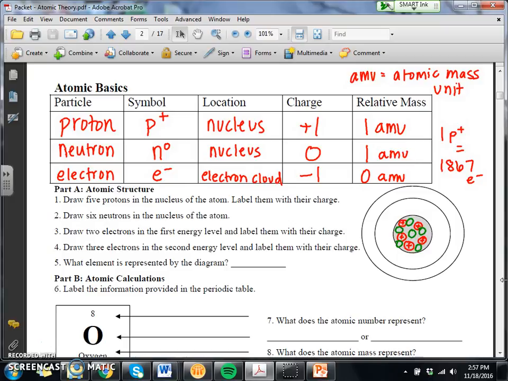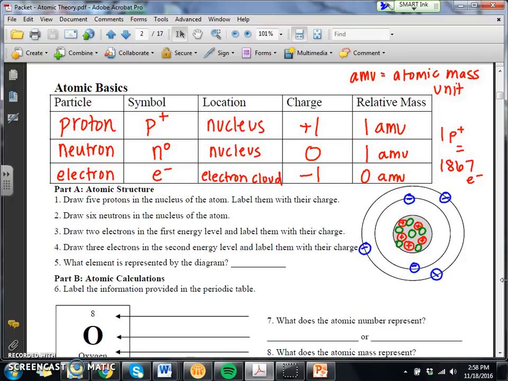It now told me to draw 2 electrons in the first energy level and to label them with their charge. Remember, my first energy level is the energy level closest to my nucleus. So I'm going to draw 2 electrons here. Okay, now I drew them on opposite ends of the atom because electrons are going to repel each other. They do not want to be side by side. They want to spread out. Okay, we're next going to draw 3 electrons in the second energy level. So again, I'm going to put 3 electrons and I'm going to spread them out on that energy level.